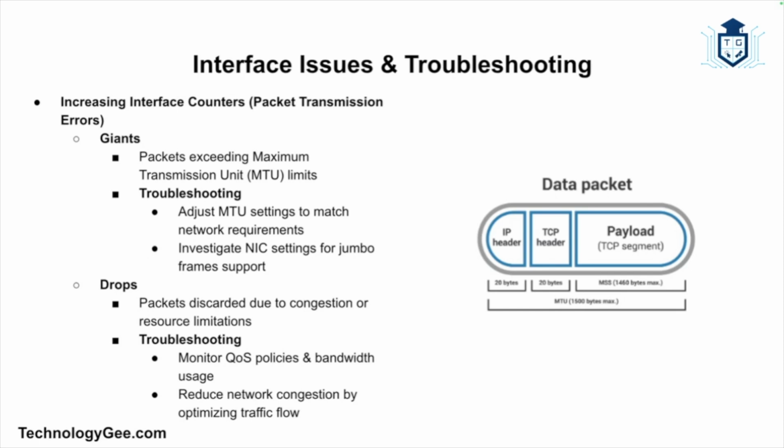And then you have what are called drops, and these are packets that are discarded due to congestion. And to troubleshoot them, you want to monitor QoS policies and bandwidth usage, and you also want to reduce network congestion by optimizing traffic flow.